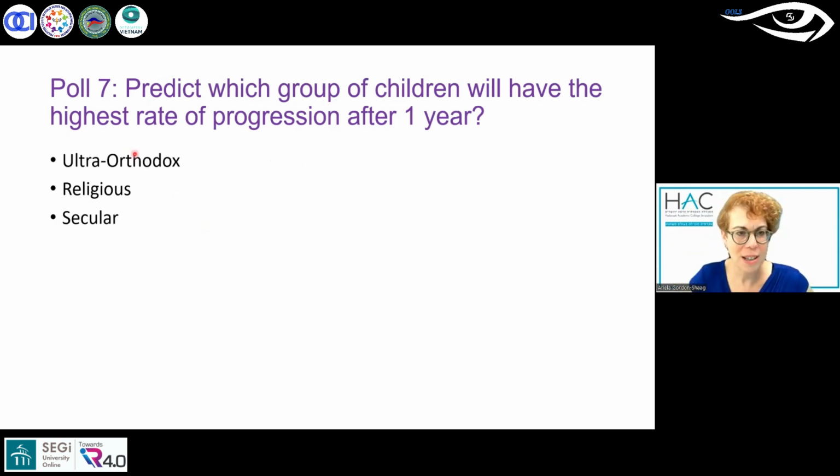Do you think that this is poll 7? The ultra-Orthodox kids, the religious kids, or the secular kids? I think almost 80% say ultra-Orthodox. Yeah, that's what we think too. And as I said, when we finish collecting data by the end of this school year, we'll also know what the answer is, and maybe I can share it with you next year.